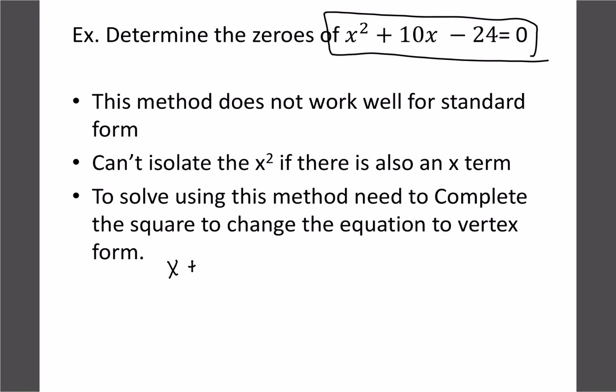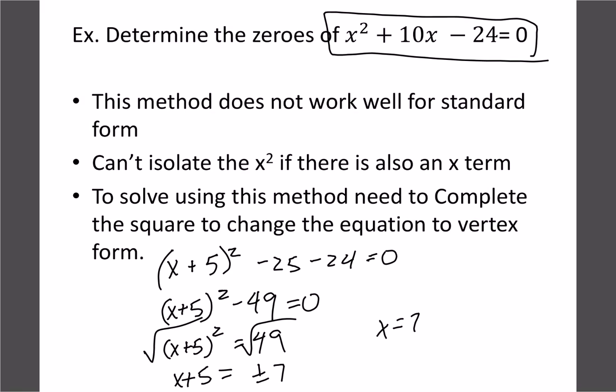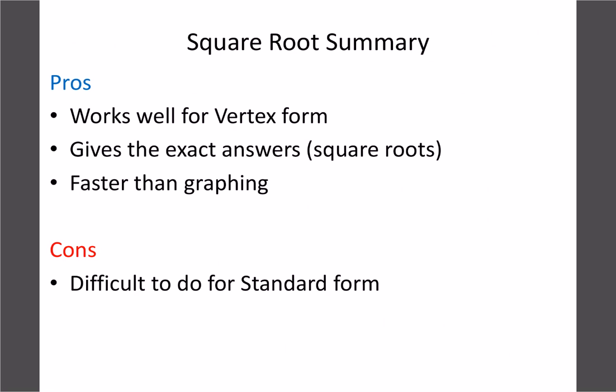So remember, we'd change that to half as much, so that'd be (x plus 5) squared. Then we'd get a magic number of 25 that we need to subtract. Plus we have the 24. When we simplify this, we get (x plus 5) squared minus 49. So now we can bring the 49 to the other side. Now when we square root it, we get x plus 5 equals plus or minus 7. So we'd have 7 minus 5, which is 2, and we'll get negative 7 minus 5, which is negative 12. So it still works, you just have to convert the equation first.